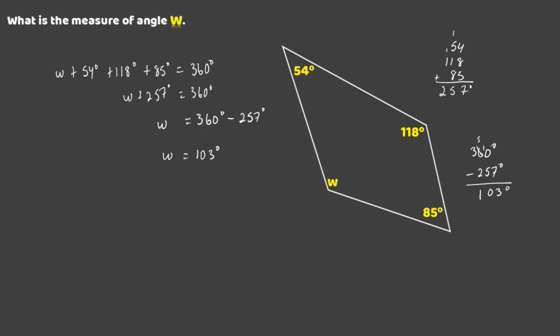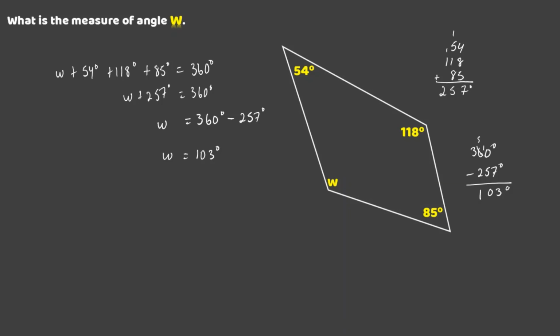And remember that whenever you're finding the measure of a missing angle in any shape, once you know the sum of the angles in that diagram, you can always go back and add the answer that we got. So for example, I can add my 103 degrees to my 54 degrees, 118 degrees, and 85 degrees, and check to see if all of these angles indeed sum to 360 degrees.